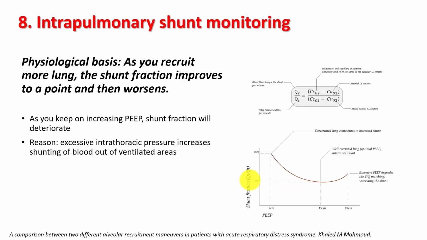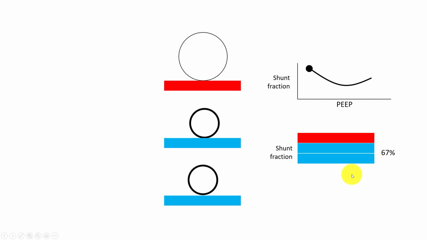Another method of figuring out PEEP is monitoring the intrapulmonary shunting. As we talked about in the previous lecture, one of the reasons why PEEP works in improving oxygenation is by reducing the shunt. However, if you keep on increasing the PEEP, a time is going to come where you're going to increase the intrathoracic pressure sufficiently high to shunt the blood out of the ventilated areas, and your shunt fraction will again start increasing. We have a shunt fraction of 67%.